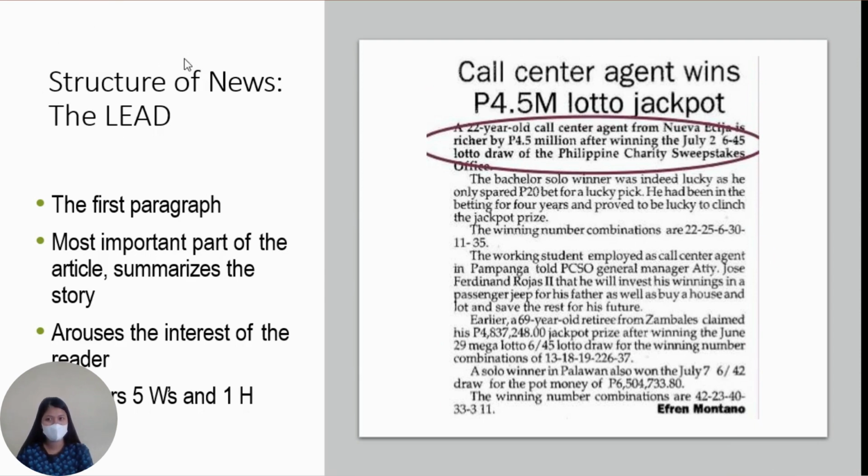Next, the structure of news. We have the lead. We will be discussing further how you would be writing your lead. So lead is the first paragraph of the story. In news articles, we call the first paragraph as the lead. It is the most important part of the article and it summarizes the story. If you would be reading the lead of a news article or you would be writing the lead of a news article, it should arouse the interest of the reader and should answer the 5 W's and 1 H.